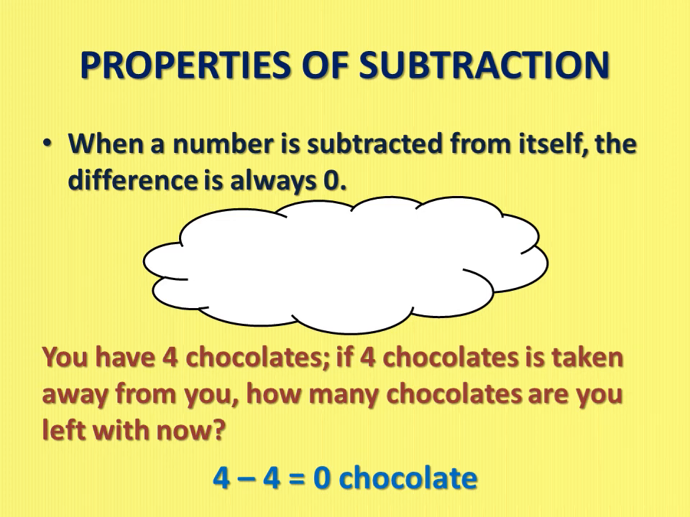Third property is when a number is subtracted from itself, the difference is always 0. You have 4 chocolates. If all these 4 chocolates were taken away from you, how many chocolates will be left with you now? You will have nothing, or you will have 0 chocolates. 4 minus 4 is 0. If you are subtracting a number from itself, the answer comes out to be always 0.